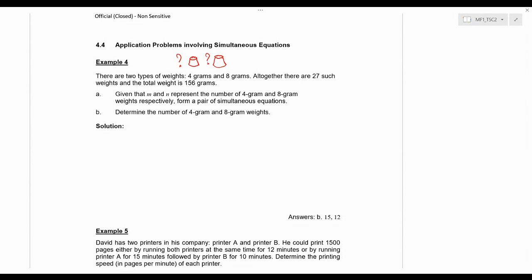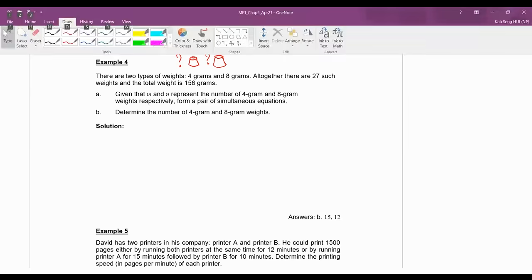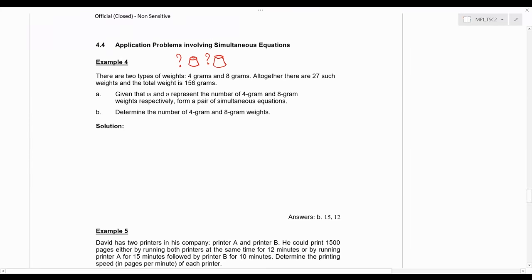So let's call M to be the 4-gram and N to be the 8-gram weights. We are supposed to form a pair of simultaneous equations. Right? So the thinking here is there are two such pieces of information. One thing that is fixed is that the weight is fixed to be 4 and 8. We also know that there are 27 of them, and the total weight together is 156 grams. So the 27 weights is the first information. The second information would be the total weight. So you can make use of these two pieces of information separately to formulate a pair of simultaneous equations.